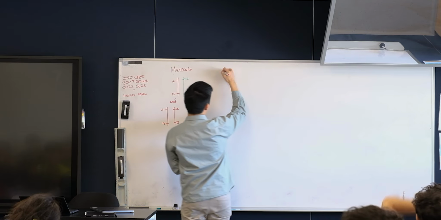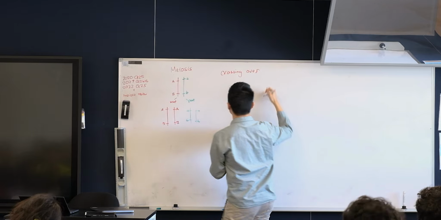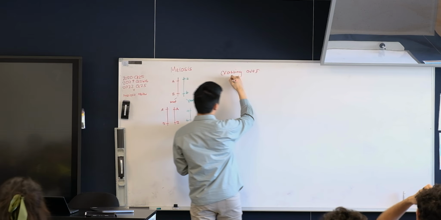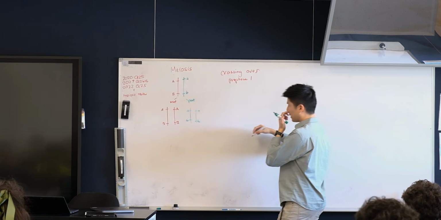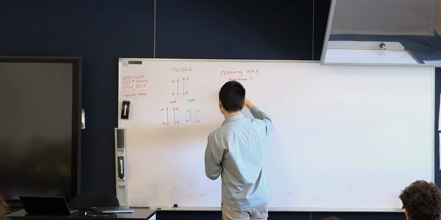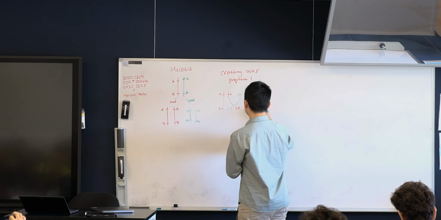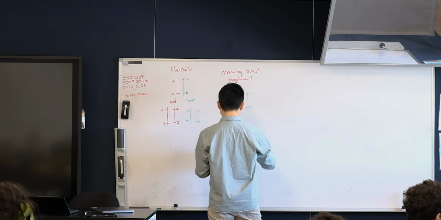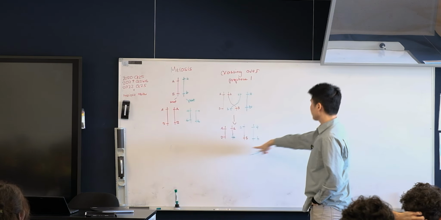I'll label it here. Do we remember what phase this process occurs in? Yeah, prophase 1, right? Okay, so how do I draw this? This is what I get after crossing over, right?